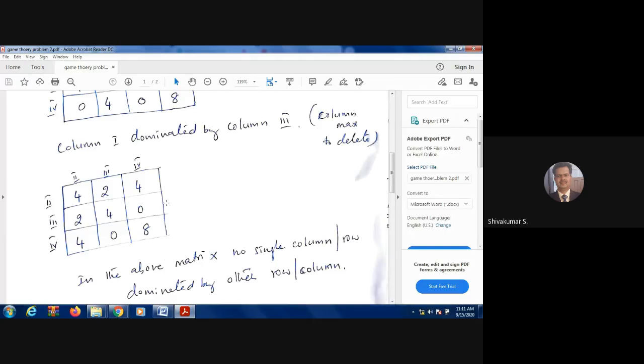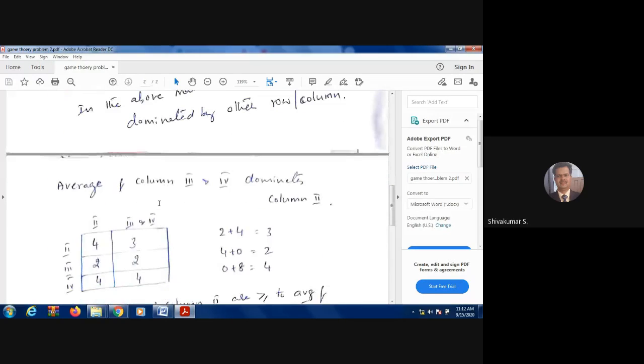You write it like this, so that you understand, as you may forget afterwards. The values of column 2 are greater than or equal to the average values of columns 3 and 4, and hence column 2 is dominated by the average values of columns 3 and 4. So delete column 2.